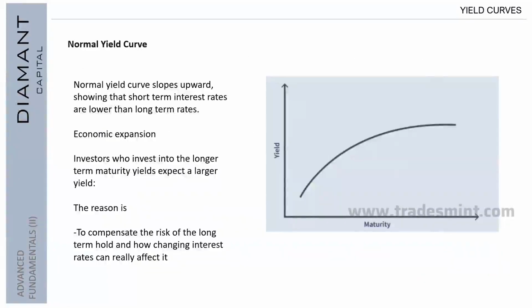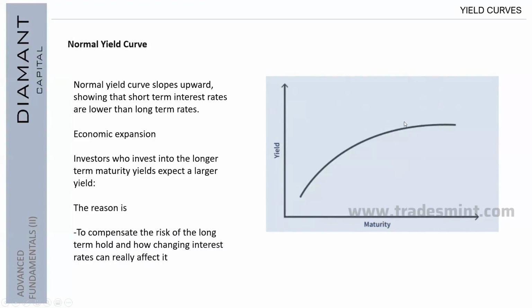So the first yield curve that we're going to be looking at is the normal one. The normal yield curve slopes upwards, showing that short-term interest rates are lower than long-term rates. As you can see here, the 3-month would show the lowest yield, and then of course the 30-year would show the maximum one. Now this obviously points to economic expansion.